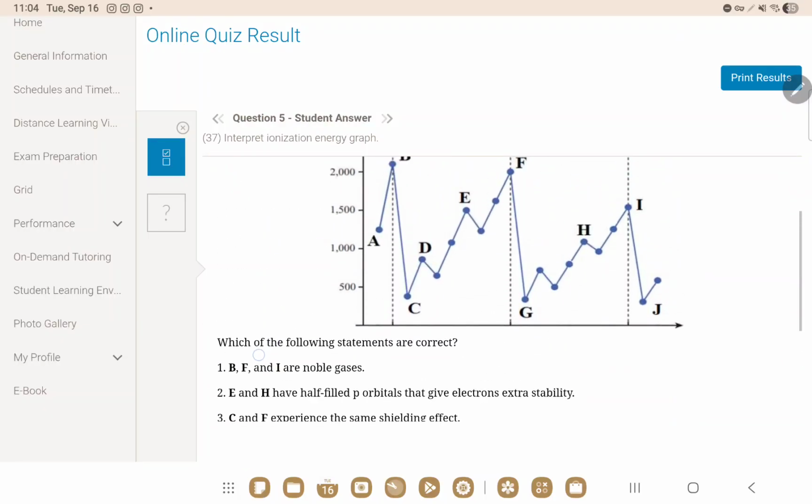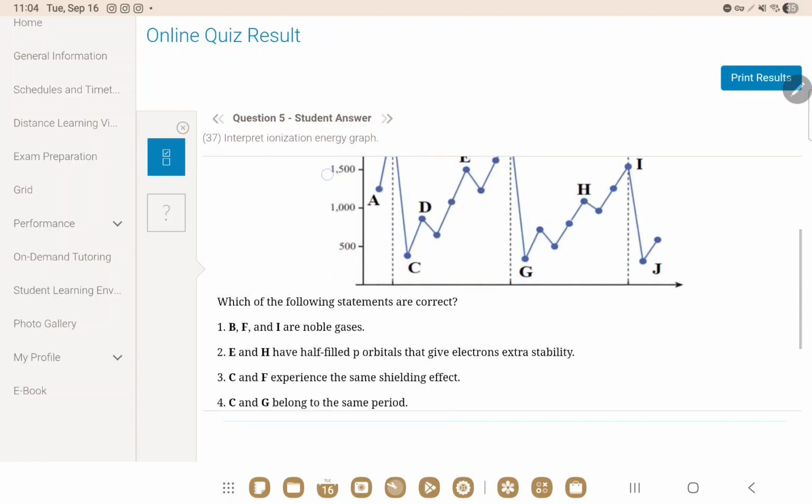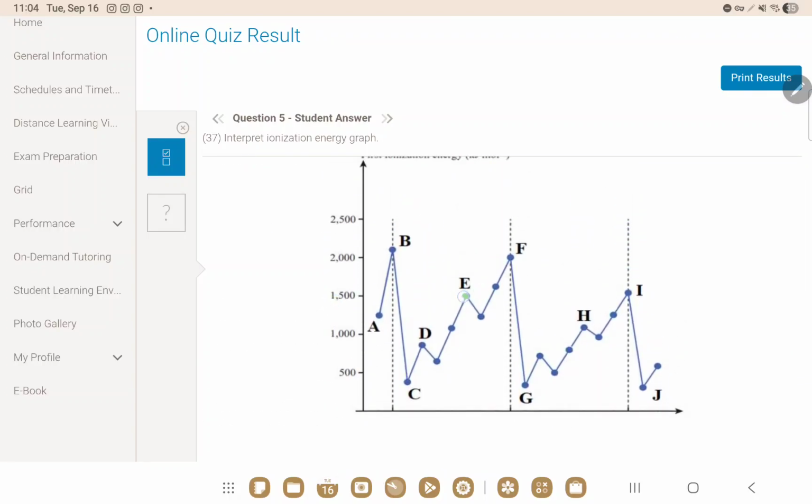E and H have half-filled p orbitals. E is basically 1, 2, 3, 4, 5, 6, 7, nitrogen, and this is going to be phosphorus, I think. So when you look at your periodic table, they're in the same group. If they're in the same group, they both end with the same orbital, and if one is half filled, the other is half filled. But we should draw it always in the exam to be sure.